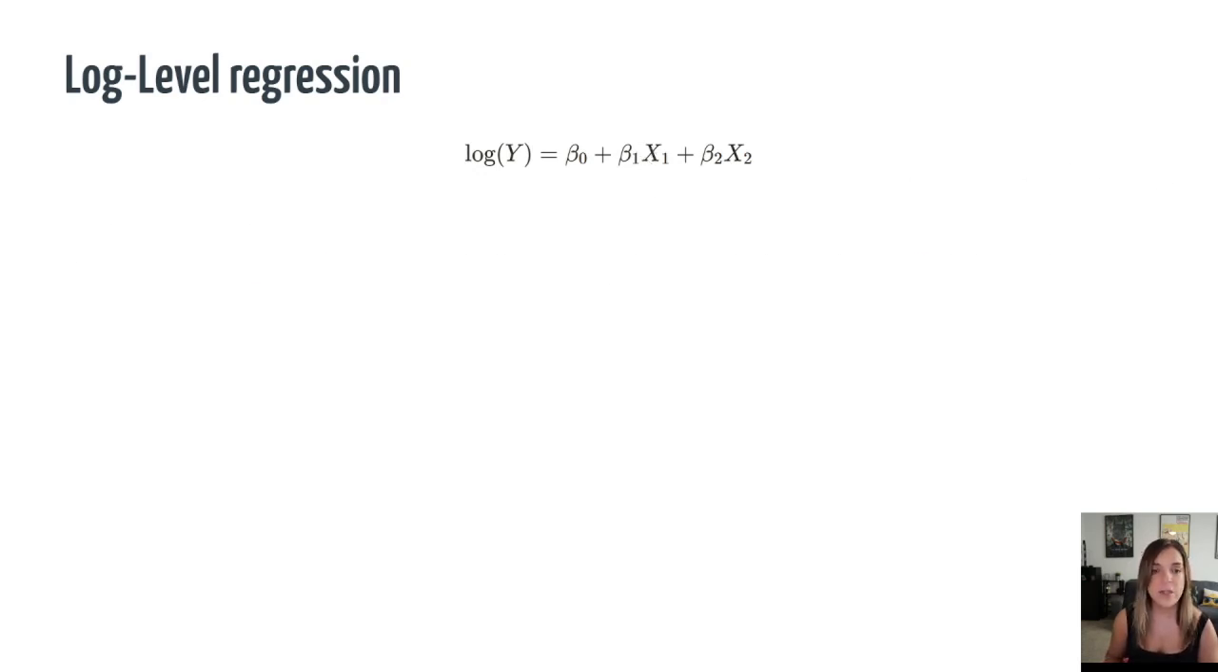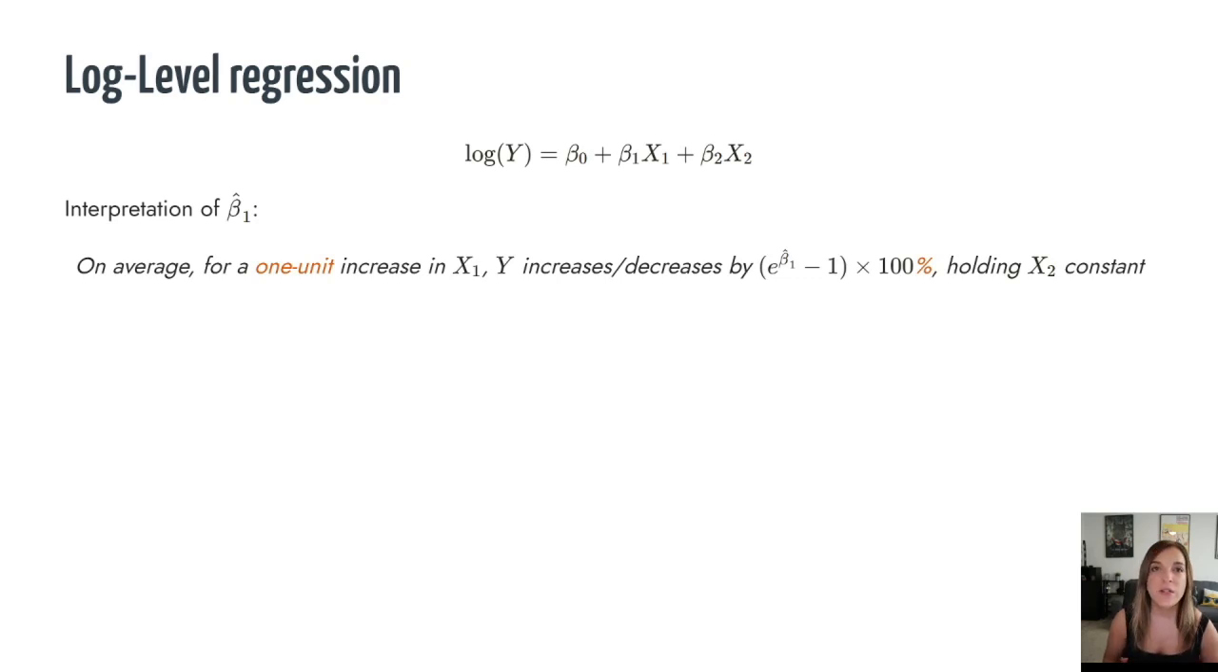So let's look at the interpretation. If we wanted to explain what beta 1 is capturing, we would say, on average, for a 1 unit increase in x1, y increases or decreases by e to the power of beta 1 minus 1 times 100%, holding x2 constant. I understand that that is a mouthful, so let's put some numbers into beta 1.